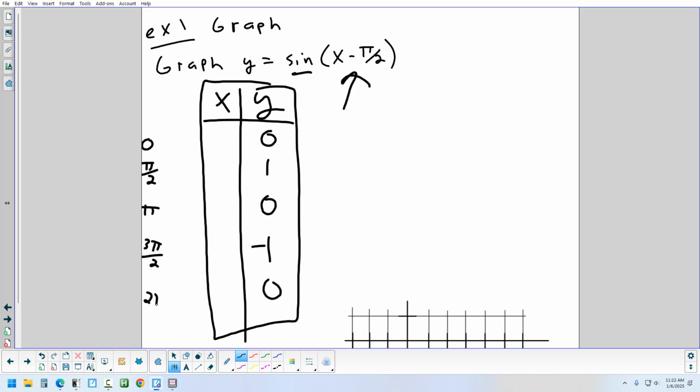2 pi. Now, all of those need to be altered because we're shifting. Are we going to add or are we going to subtract? We're going to add. How much are we going to add to each one of them? Pi over 2. I'm going to shift them all to the right because that's the direction they should go in.